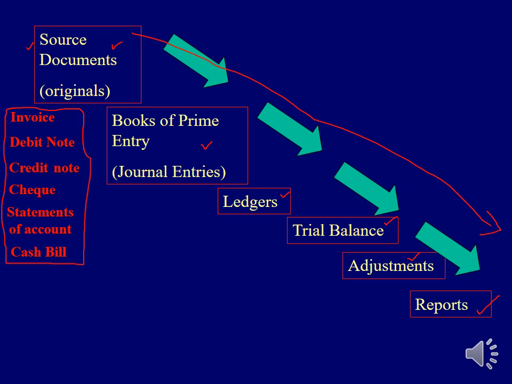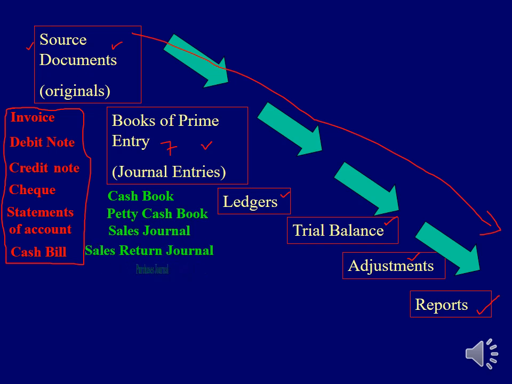All these documents will be recorded inside the books of prime entry. We have 7 books of prime entry. Do we all remember what the books of prime entry are? First, we have the cash book, petty cash book, sales journal, sales return journal, purchases journal, purchases return journal, and the last one is the general journal, or we can just call it the journal. Altogether we have 7 books of prime entry.